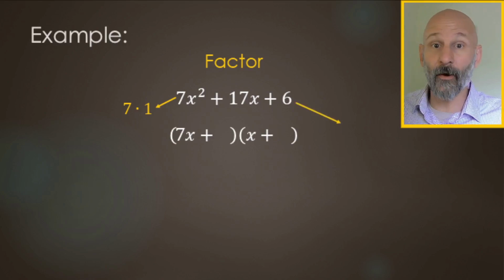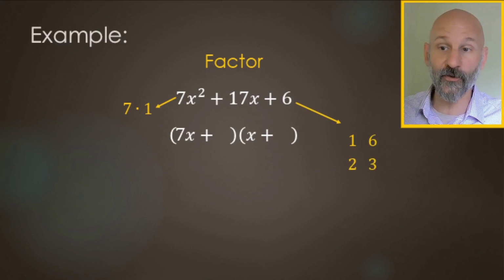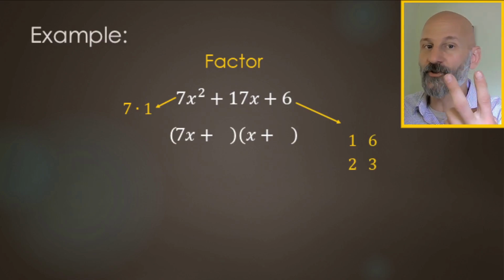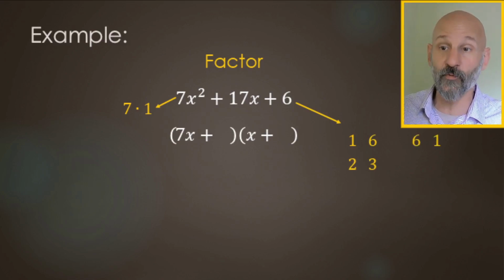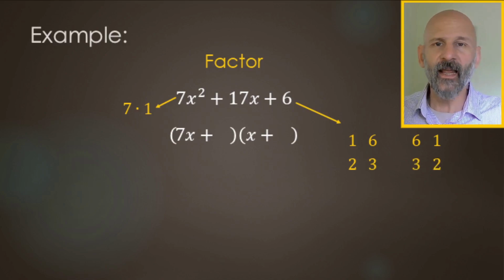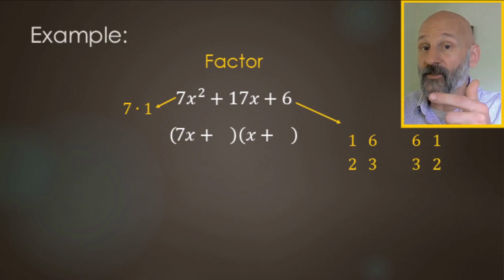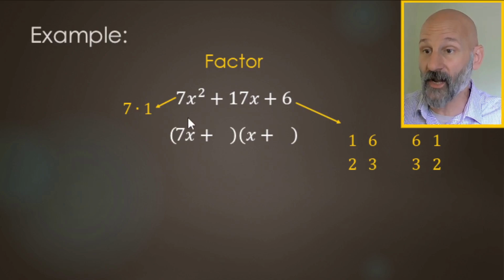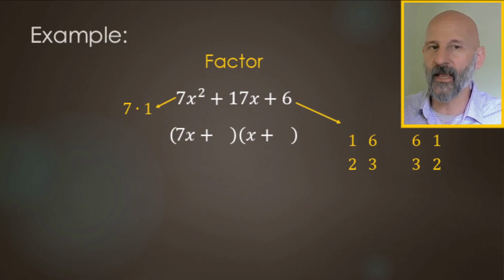Okay. So now our lasts here and here have to multiply to a 6. So there's 4 options. We can go 1 and 6. We can go 2 times 3. And then we can also reverse those numbers as well. So 6 and 1 and then 3 and 2. And on these ones where you have a number in front of your x, order does matter. Okay. So a coefficient on the x, order matters. Okay. So now we just guess.